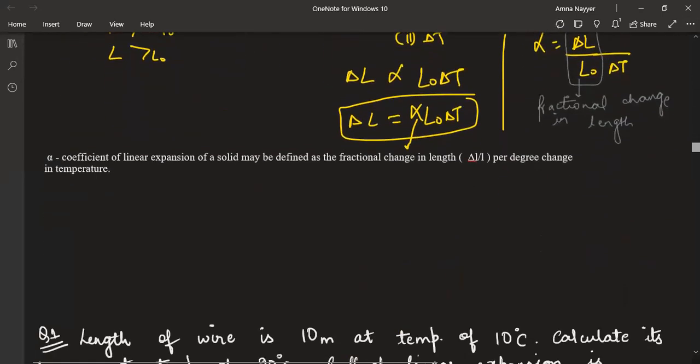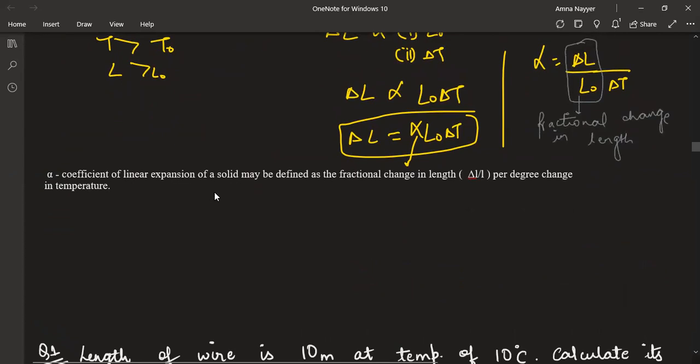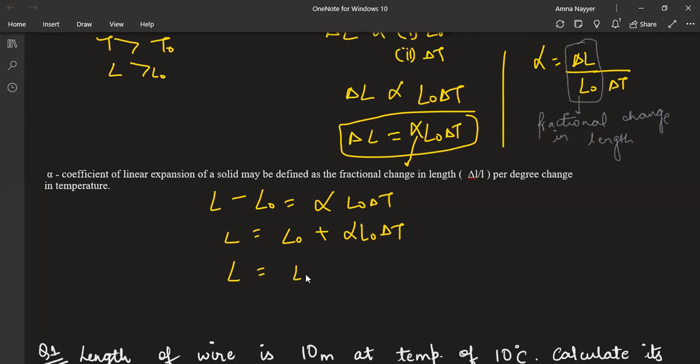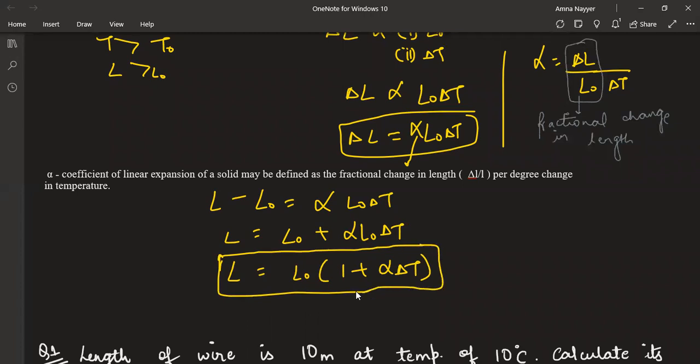See, how can you write the change in length? Change in length can be written as L minus L naught. This is equal to alpha L naught delta T. Bring this L naught over here. L will be equal to L naught plus alpha L naught delta T. Take L naught common from here. What will you be left with? L naught into 1 plus alpha delta T. Class, this is one of the very, very important formulas which you have to remember from your linear expansion.